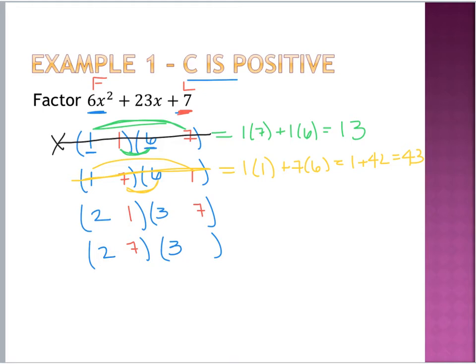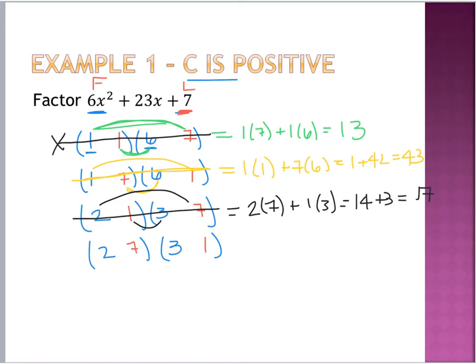So I have 1 and 7 in the first set, and then I have 7 and 1 in the second set. So I'm going to look at the product of my outside terms and add it to the product of my inside terms. So here I have 2 times 7 plus 1 times 3, or 14 plus 3, or 17. So this still is not what I want. So I'm going to do this one more time, and hopefully I get there.